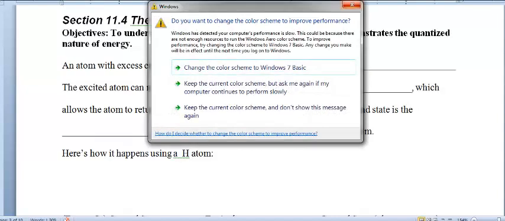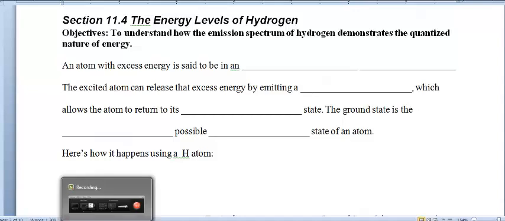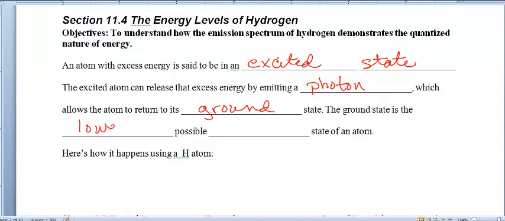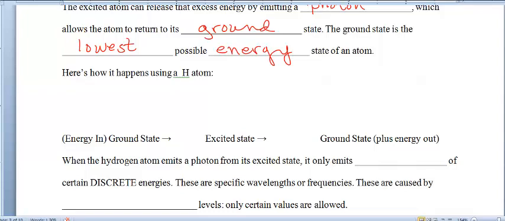So recall that I said that an atom with excess energy is said to be in an excited state. And that excited atom can release excess energy by emitting a photon, and that allows the atom to return to its ground state. The ground state is the lowest possible energy state of the atom. That's where all atoms like to be. Very similar to a man on Sunday. He likes to be in the lowest energy state so he can watch his team play football.